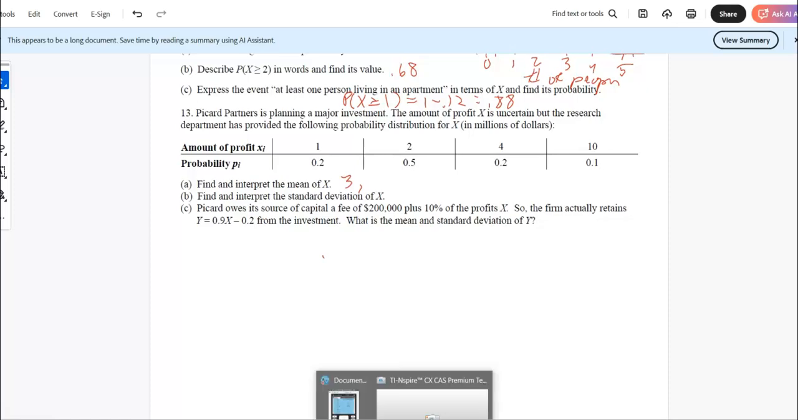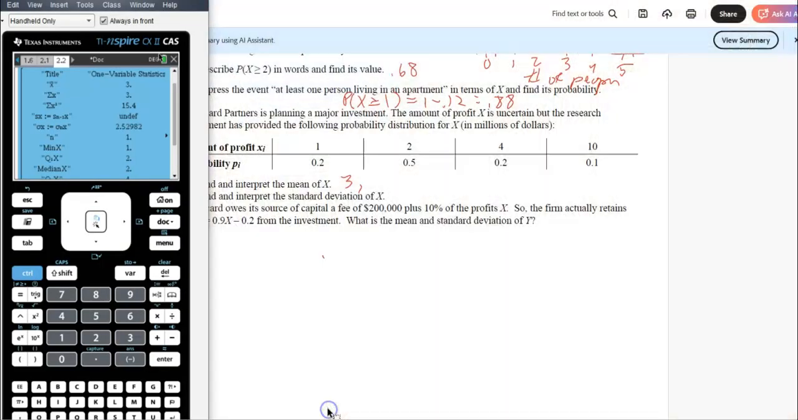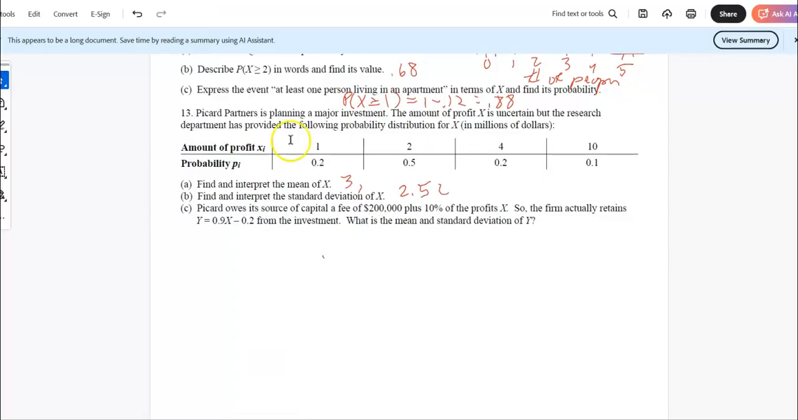Okay. Find and interpret the standard deviation. So let's look at that here. The standard deviation is 2.52. So if they do many major investments, the typical variation from the mean is about 2.5 million. That's quite a big difference.